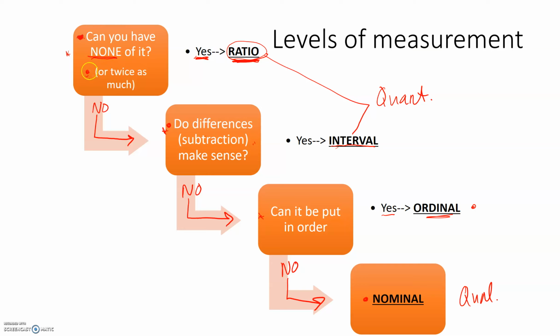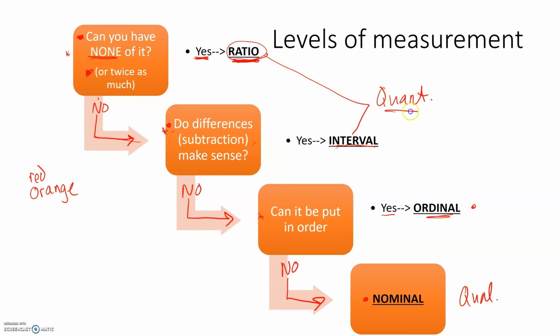But if that one kind of trips you up, then ask yourself the second question. Could you have twice as much of it? If you're talking about favorite color, and let's say my favorite color is orange, what would it even mean to have twice as much of my favorite color? Okay, so that one would be a no. So we'd come down here to question number 2. Do differences or subtraction make sense? Well, if my options are red, orange, yellow, green, blue, I can't subtract these values, okay? So that would be no.